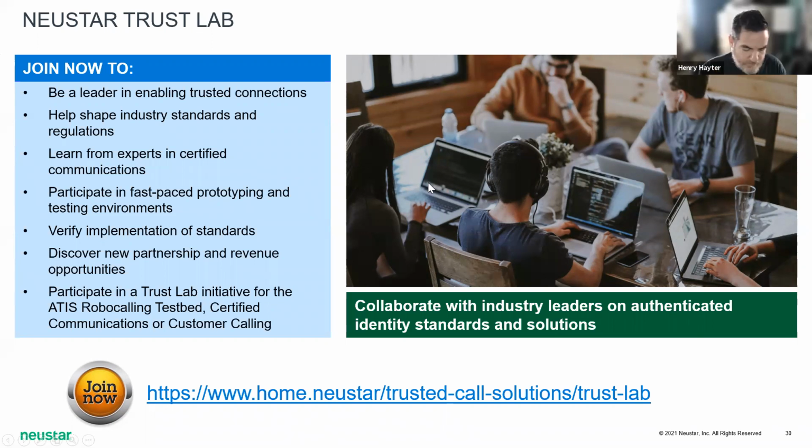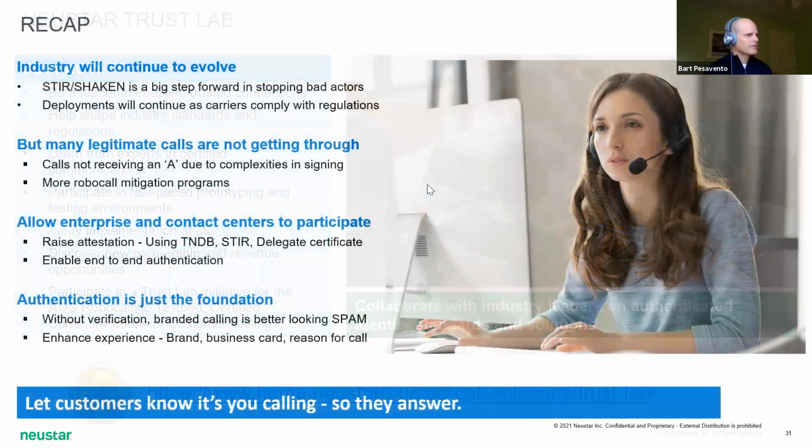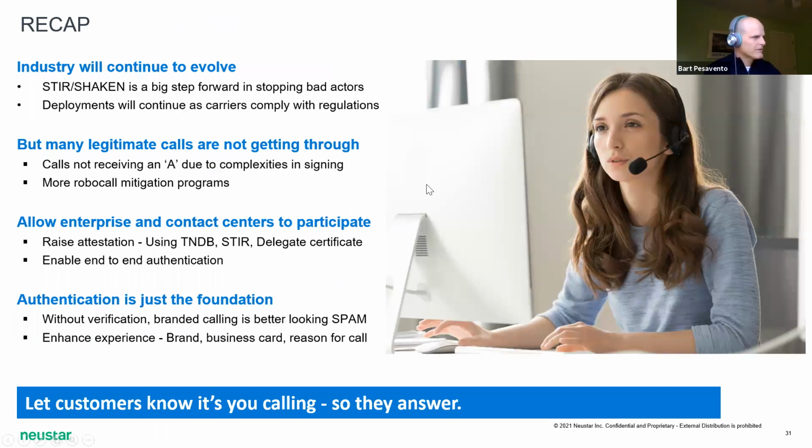Okay, great. Let me recap some of the things we talked about today. The industry is going to continue to evolve. STIR/SHAKEN is a big step forward in stopping bad actors, specifically around call spoofing and restoring trust in the caller ID, and the deployments will continue. There was a requirement as of June 30 that all carriers will have to implement STIR/SHAKEN by June 30 of next year, and potentially 2023. That's still evolving as well.